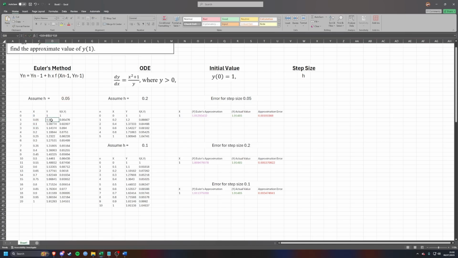For each row of y after the first, I use the first cell in the list, which is D19, plus the absolute cell of E15 times f of x, y. I did the same for the other two examples.